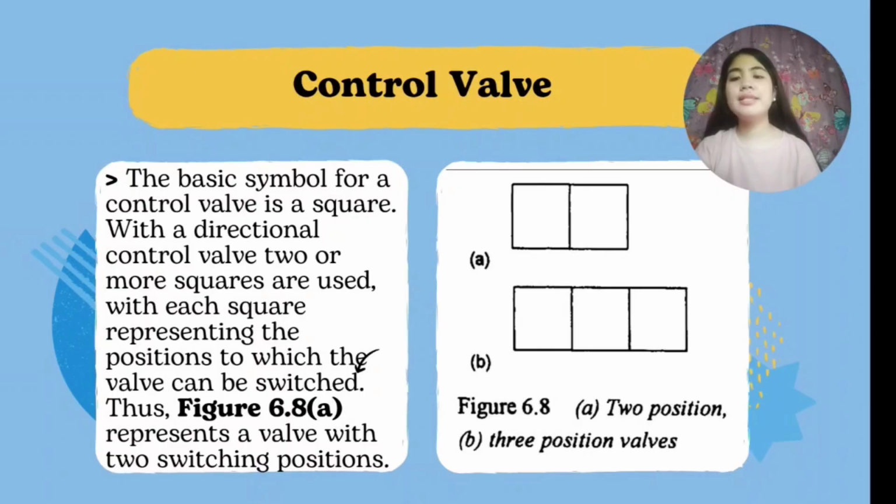This slide explains that the basic symbol for any control valve is represented by a square. When dealing with directional control valves, multiple squares are used. Each square represents one switching position of the valve. For example, a 2-position valve has 2 squares, while a 3-position valve has 3. These symbols allow engineers to understand how the valve behaves without physically seeing it.